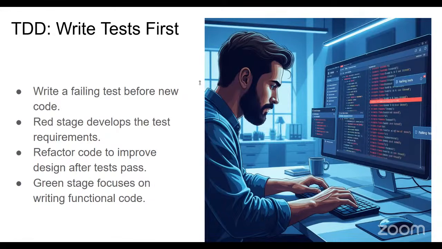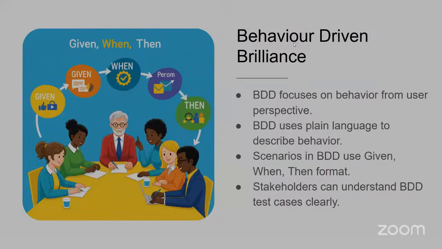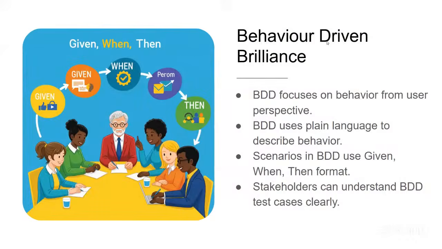So this is the first thing, that is TDD, writing test cases first. Then what do you mean by BDD? Behavior driven development. BDD focuses on behavior from the user perspective. We are not writing code here at first. We are understanding the behavior from the user perspective. We use plain language to describe the behavior. Here we describe the scenarios in BDD using the given, when, then format so that the stakeholders can understand the BDD test case clearly.